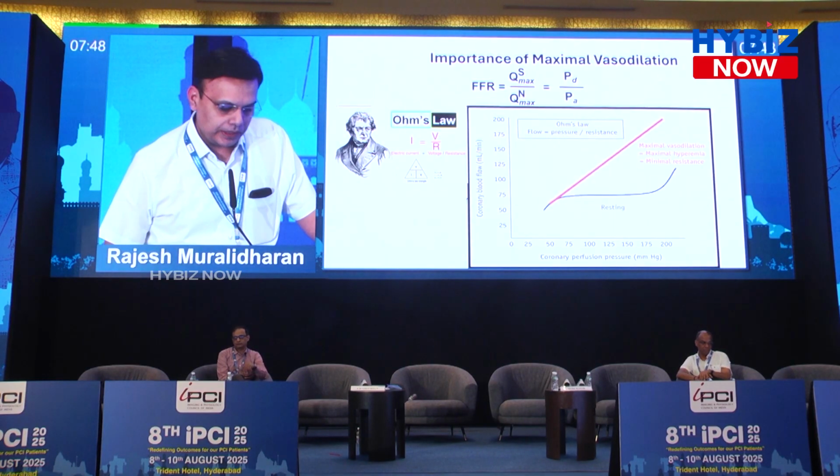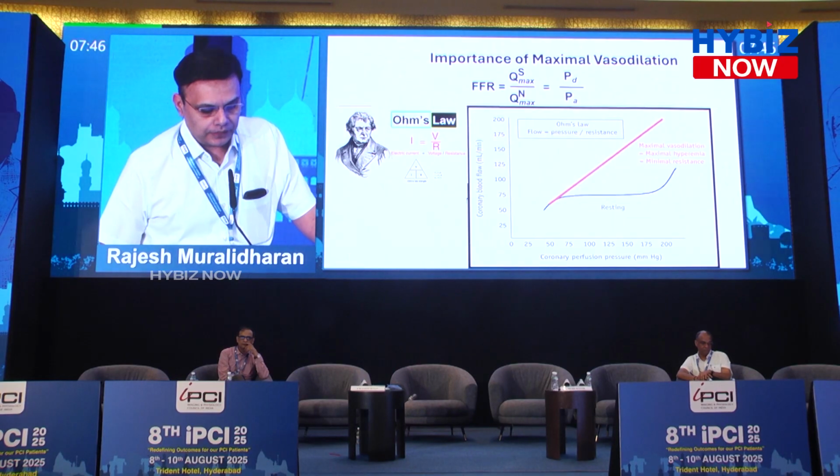You may get a PD by PA value when you put in the FFR wire. You may qualify it as basal PD by PA, but not FFR. And there are a few studies to tell that when the PD by PA is less than 0.9, the lesion may be significant.